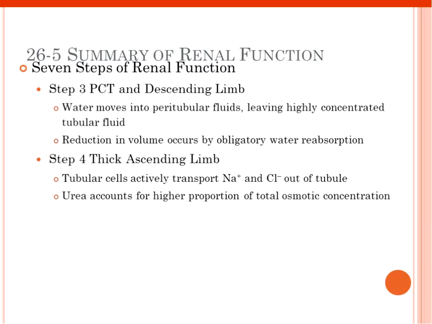So next step, as we get to the end of the proximal convoluted tubule, and we go to the descending limb of the loop of Henle, or the nephron loop. Water is going to move into those peritubular fluids, and what we have here is highly concentrated tubular fluid. So now more water is leaving the tube and going into the blood vessels surrounding the tubes, those peritubular capillaries. What's left in the tube as the filtrate is now more concentrated.